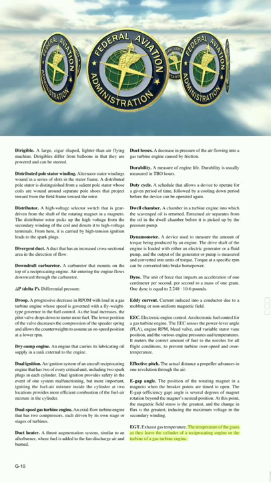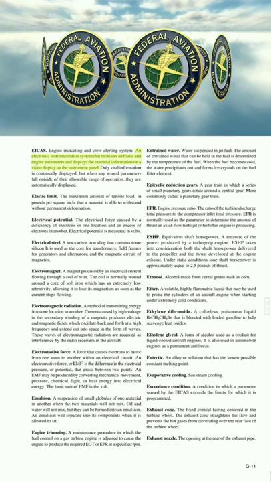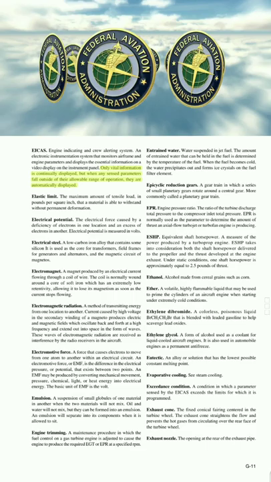G10. EICAS. Engine Indicating and Crew Alerting System. An electronic instrumentation system that monitors airframe and engine parameters and displays the essential information on the video display on the instrument panel. Only vital information is continually displayed, but when any sensed parameters fall outside of their allowable range of operation, they are automatically displayed. Elastic limit.